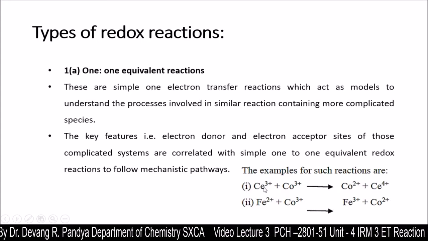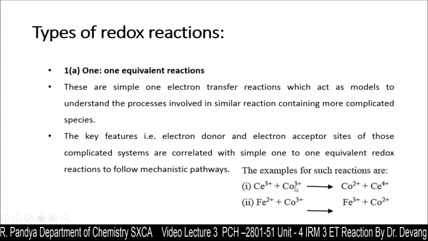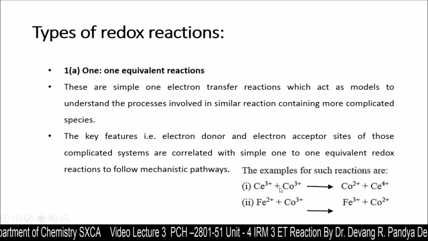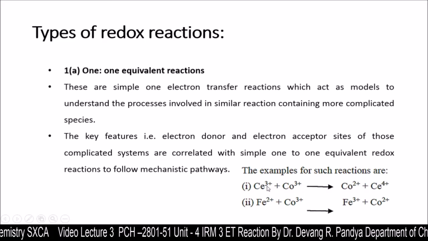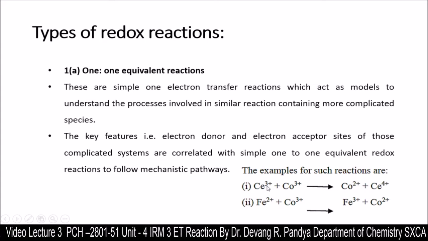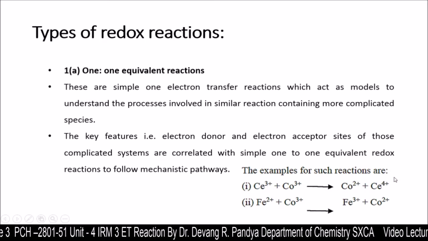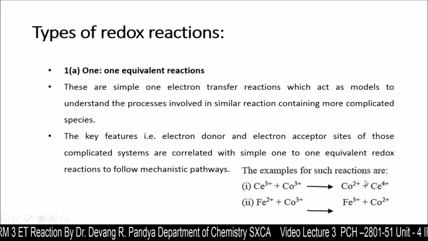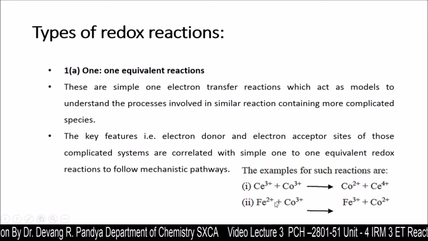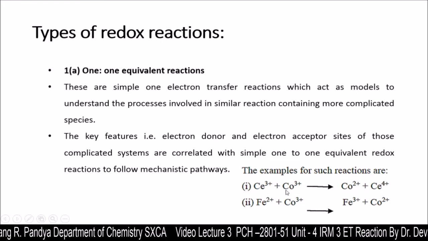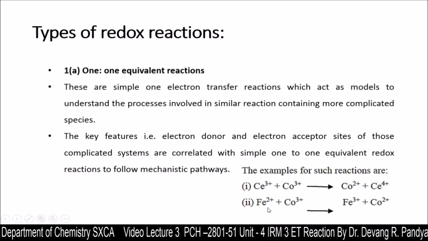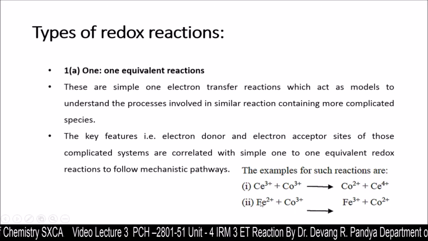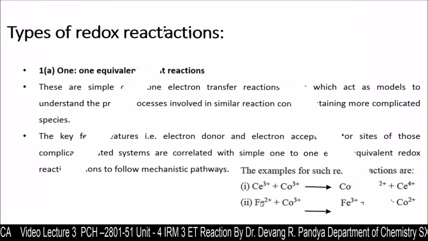Here is the example: cerium plus 3 to cerium plus 4. That means it will lose an electron, so the oxidation state increases from plus 3 to plus 4, and cobalt plus 3 gains an electron and changes to plus 2. So that way oxidation and reduction take place simultaneously. Here Fe and cobalt have the same kind of reaction involved in this.